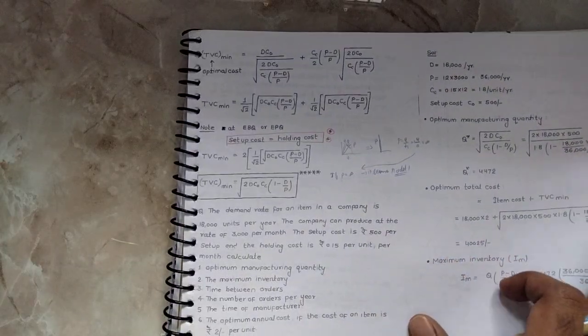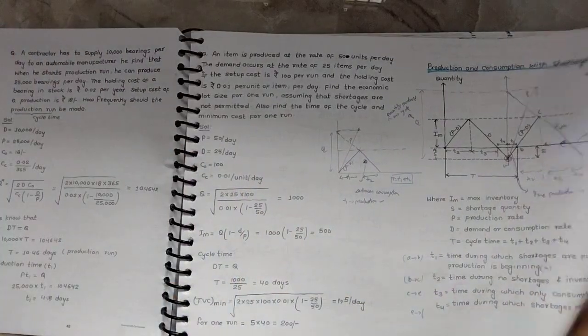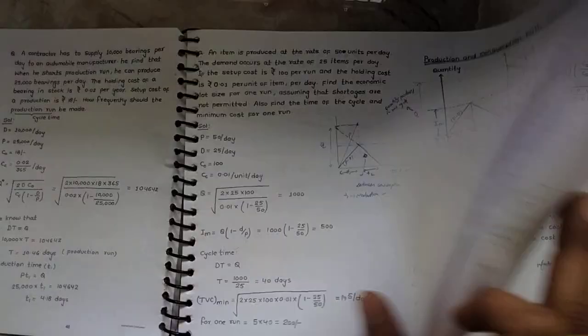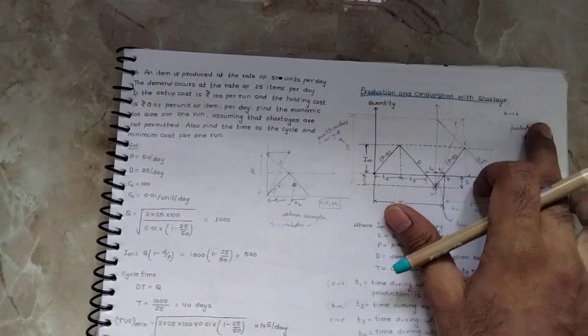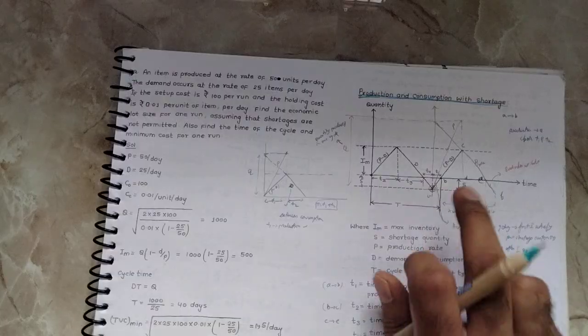This is just an explanation, because these are just problems; problems I will explain to you later on. Next you can see production and consumption with shortage. Suppose it occurs with shortage, this kind of problem will come, okay. I'll tell this later on, okay.